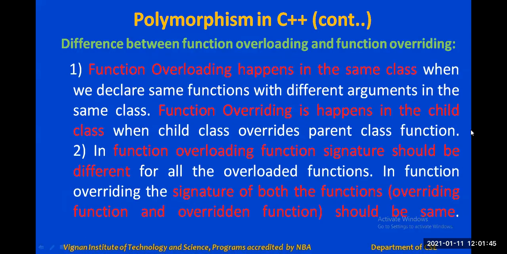So you can see the differences between function overloading and function overriding once again. Function overloading happens in the same class. When we declare the same function with different arguments in the same class, function overloading occurs here. Function overriding happens in the child class, when the child class overrides the parent class function here. Second difference: in function overloading, the function signature should be different for all overloaded functions. In function overriding, the signature of both functions, the overriding function and the overridden function.